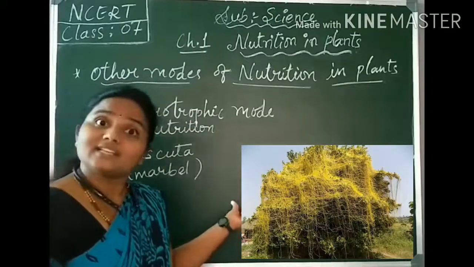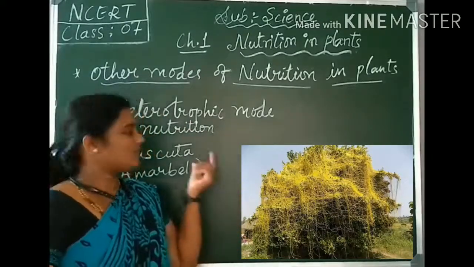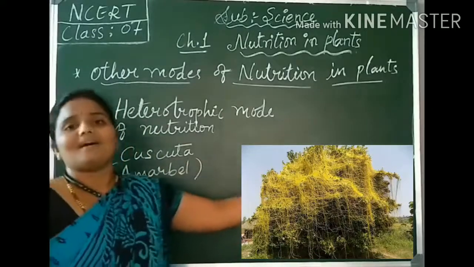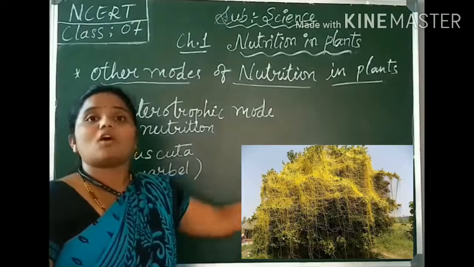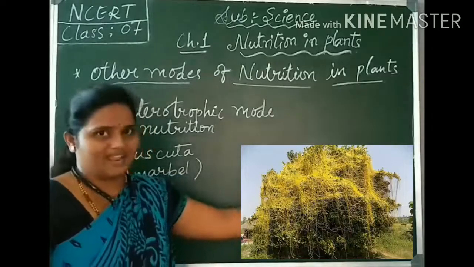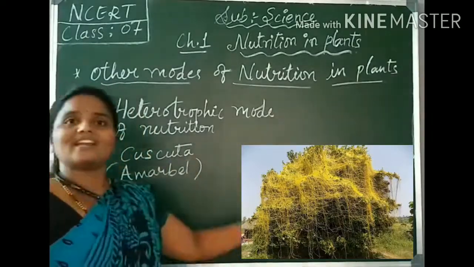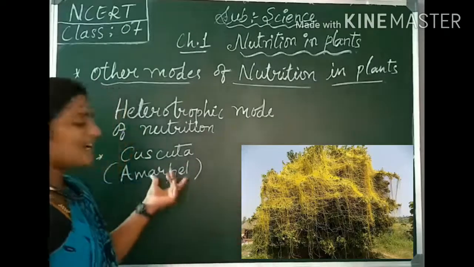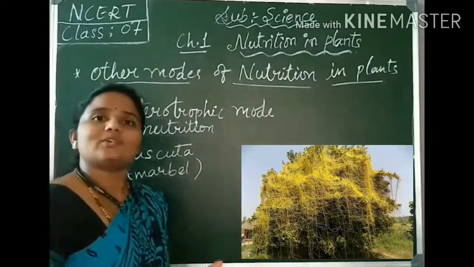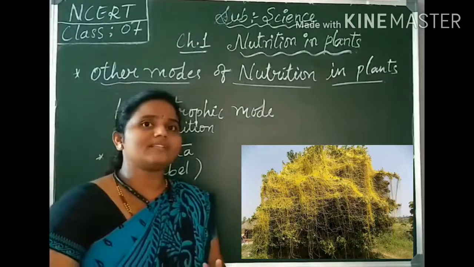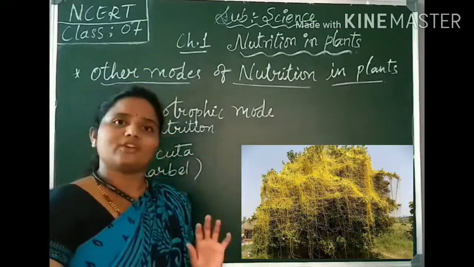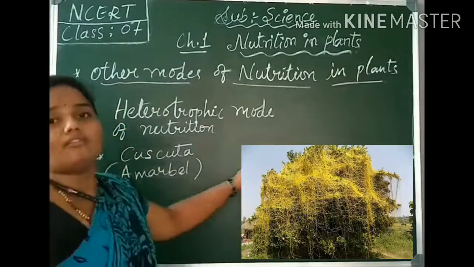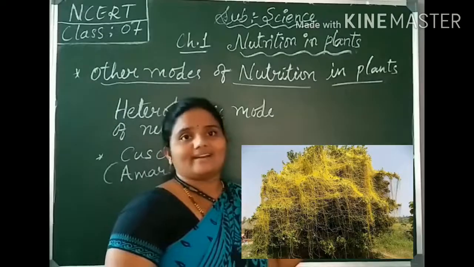Now this Cuscuta takes food from the tall tree, the big tree on which it is climbing. Here the Cuscuta is dependent on another plant. The Cuscuta doesn't contain chlorophyll, so photosynthesis doesn't take place in it. So it will take food from another plant.